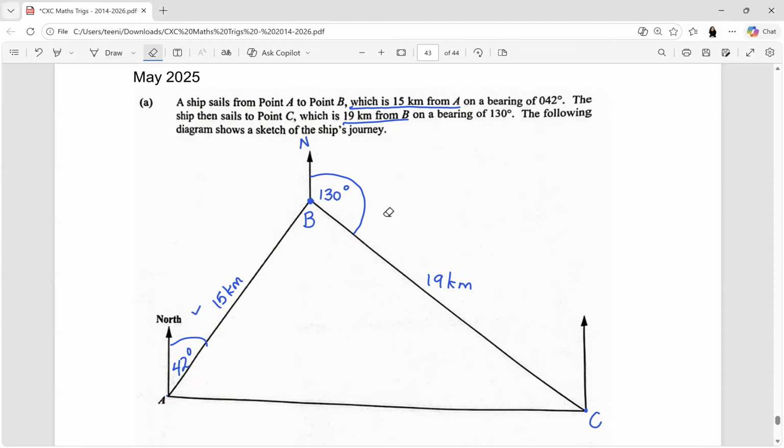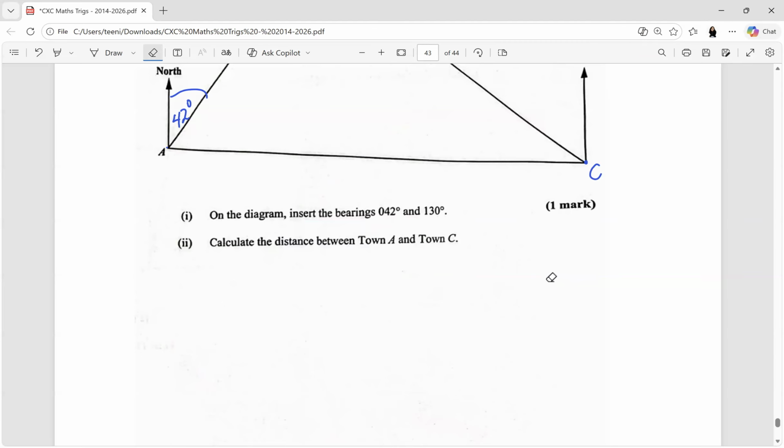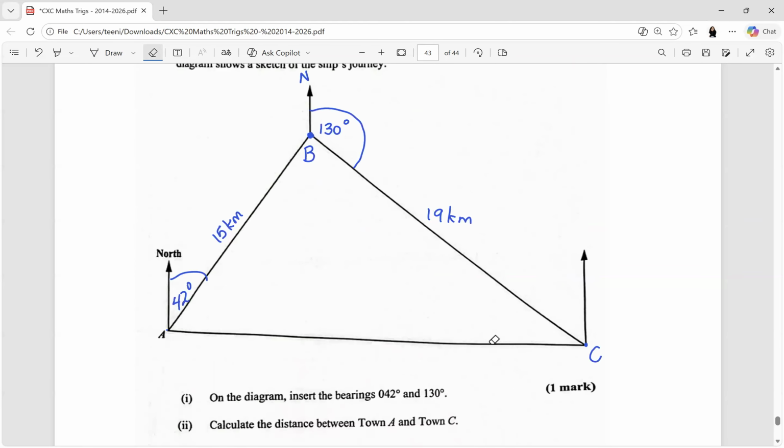All right. So let's look now at the next part of the question, which asks to calculate the distance between town A and town C. To find the distance between town A and town C, that's finding this length AC. Because this is a non-right angle triangle, you're going to have to use one of the sine or cosine rules.